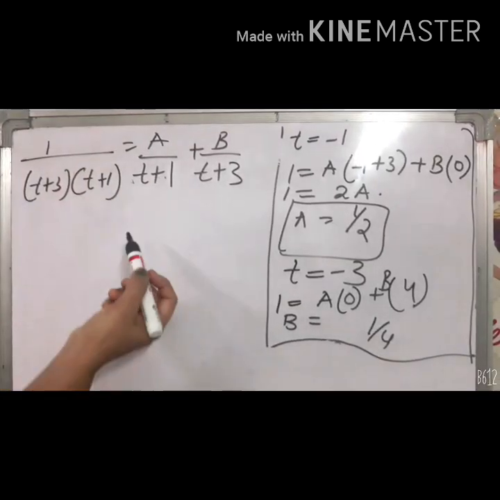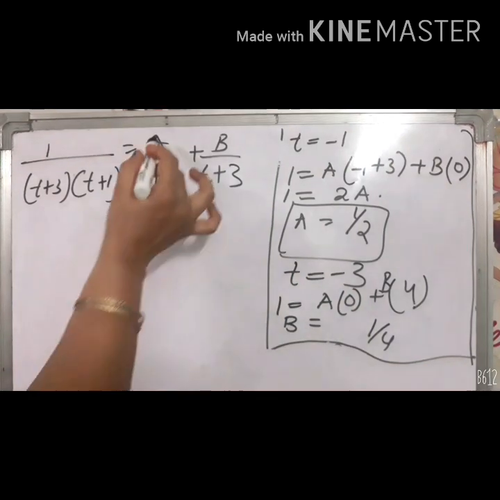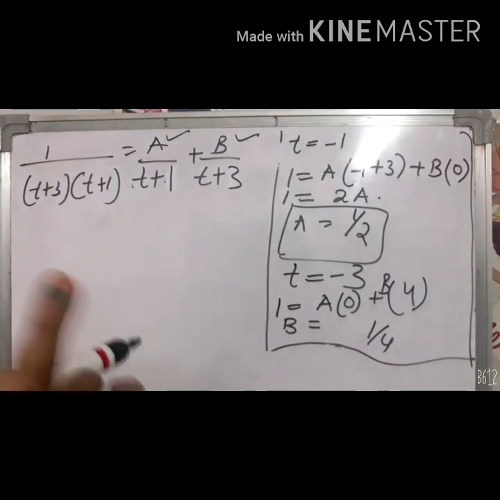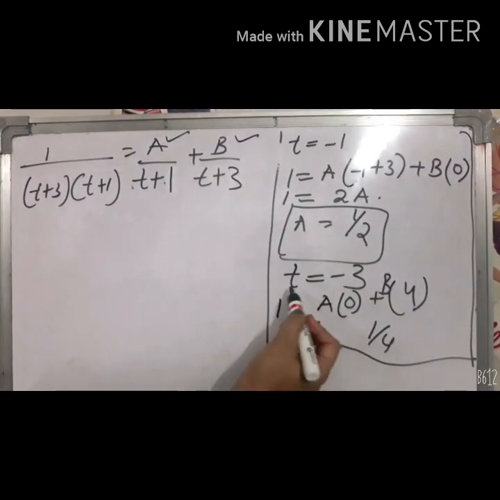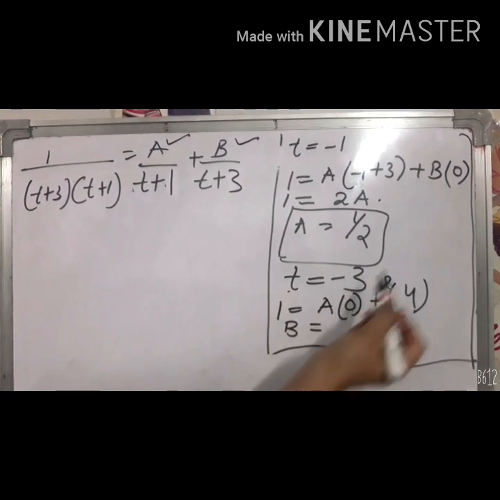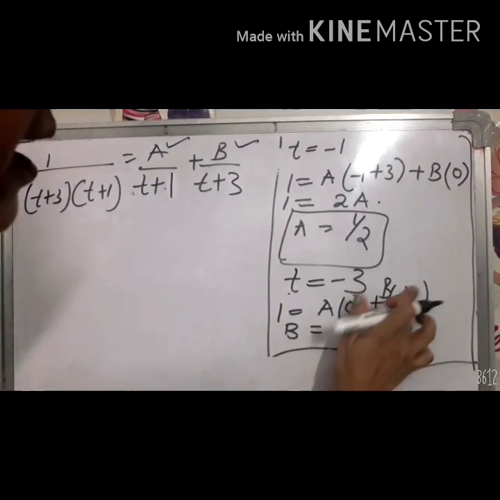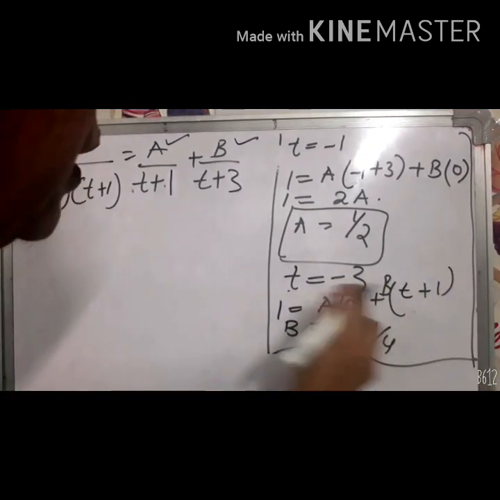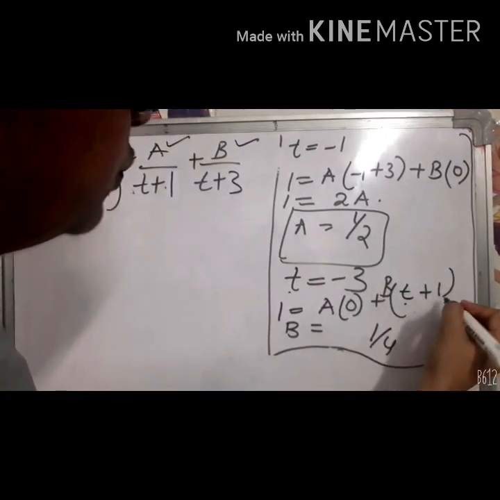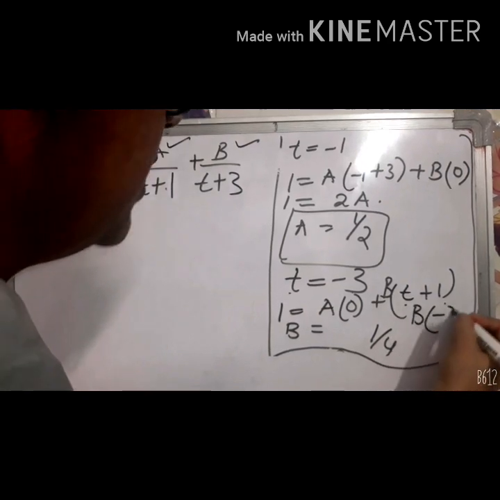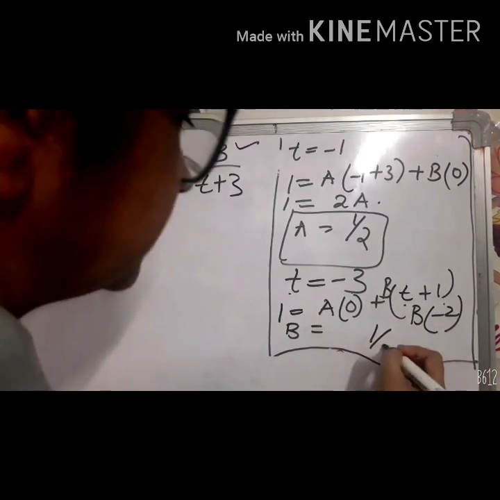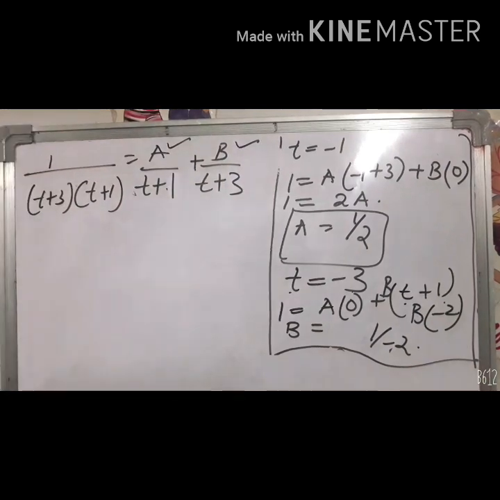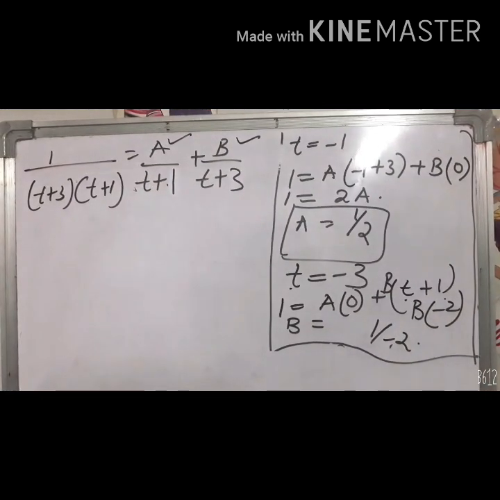The form is this. We need to put our values in a and b. One thing I mistook here. When I put t is equal to minus 3, then b is not, sorry, it is t plus 1. So it becomes minus 3 plus 1. That becomes minus 2. This is my mistake. Sorry. Now b is minus 1 by 2.